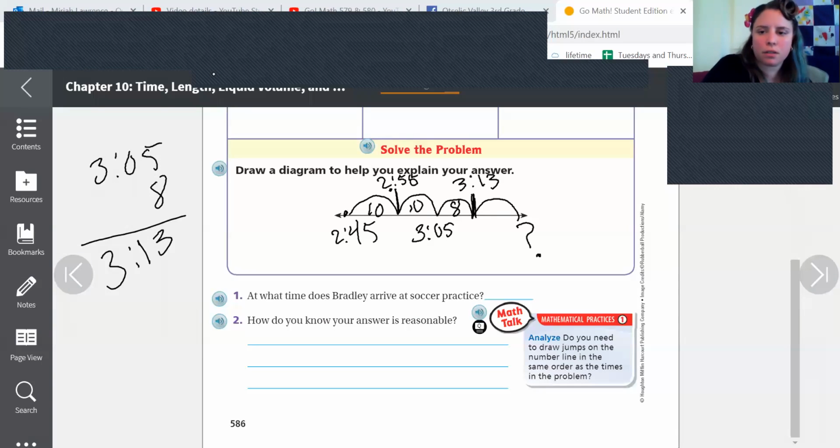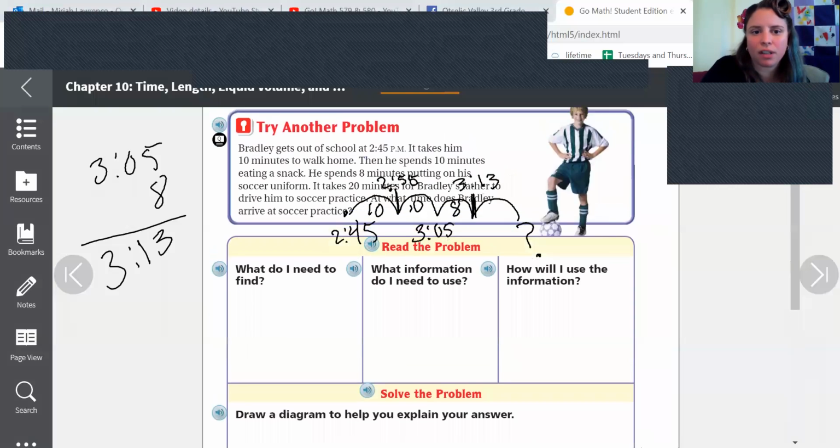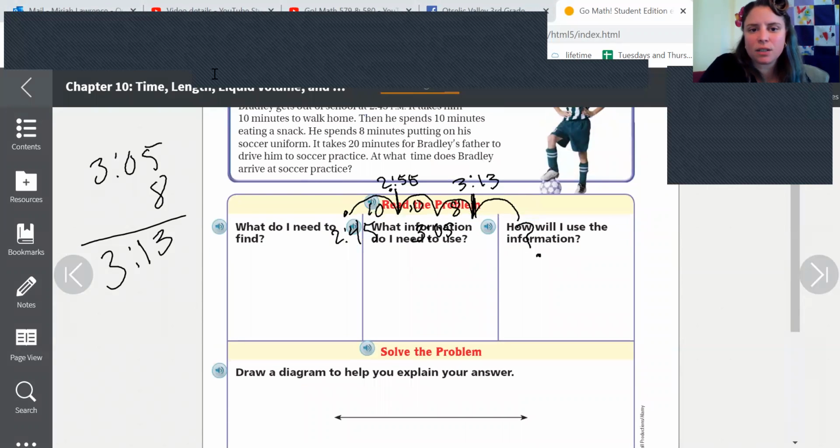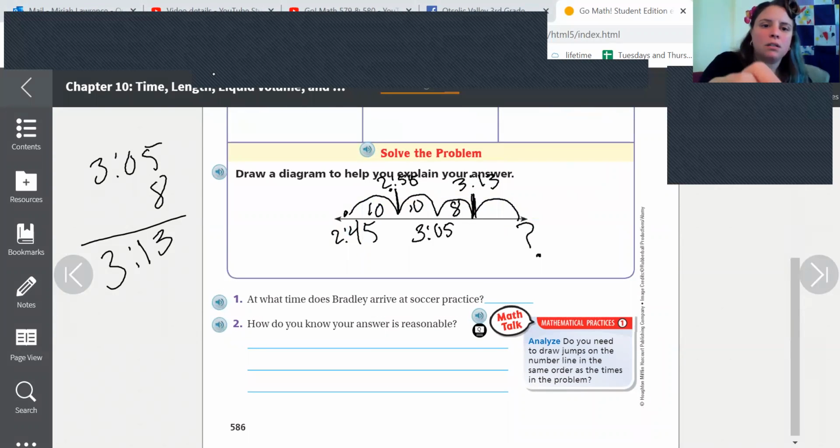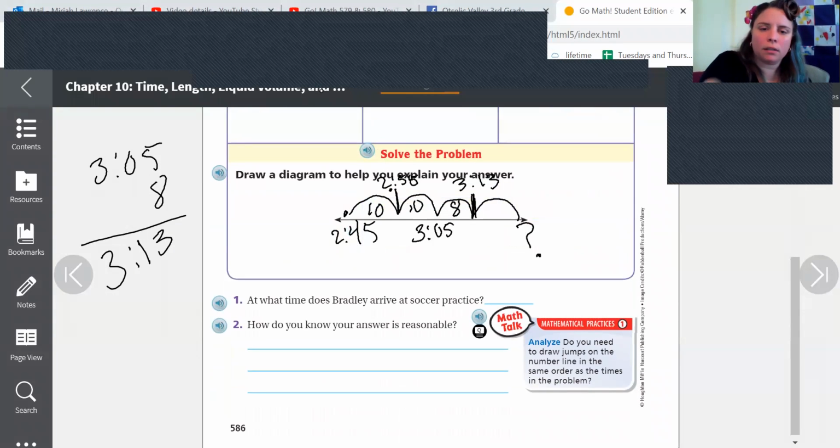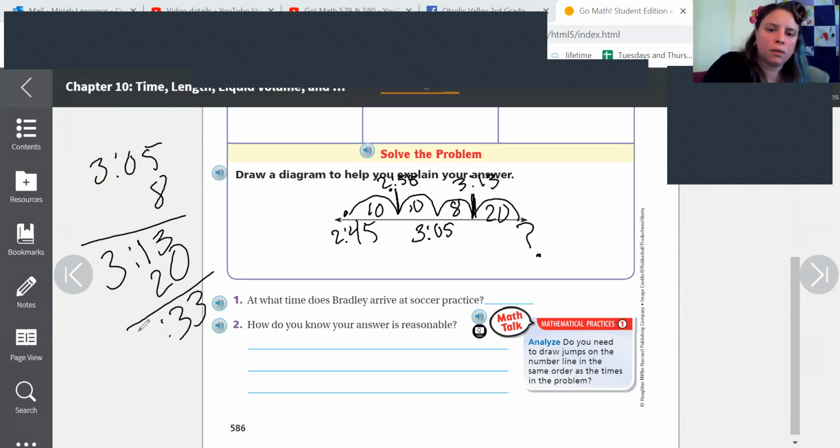And we have one more jump. It's probably the longest jump because this is how much time Dad is driving us. It takes 20 minutes for Bradley's father to drive him to soccer. So our last one is 20. So 3:13 plus 20 minutes. 3 plus 0, 1 plus 2. What's the answer? 3:33. And now we got to add the AM or PM.